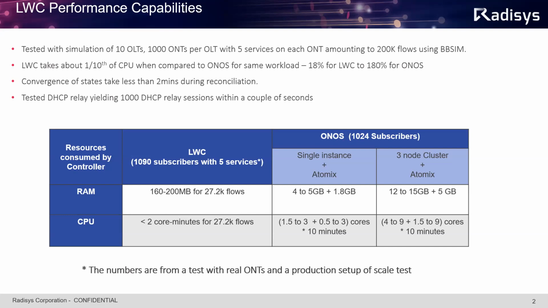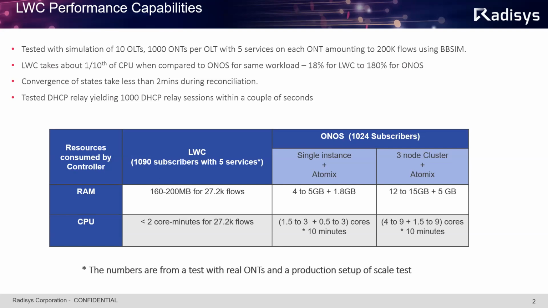The convergence of states takes less time, less than 2 minutes during reconciliation, like if any reboot happens because of some unforeseen circumstances. And we have tested with DHCP relay yielding to 1000 DHCP sessions within a couple of sessions. So here is the table which captures the resources consumed by the respective controllers, like LWC and ONOS. The resources here are RAM and CPU.